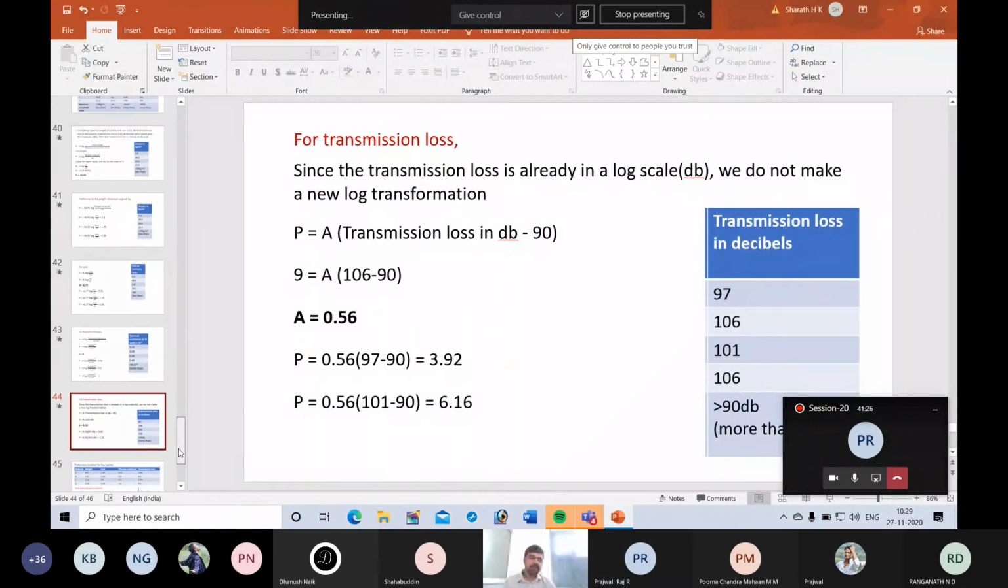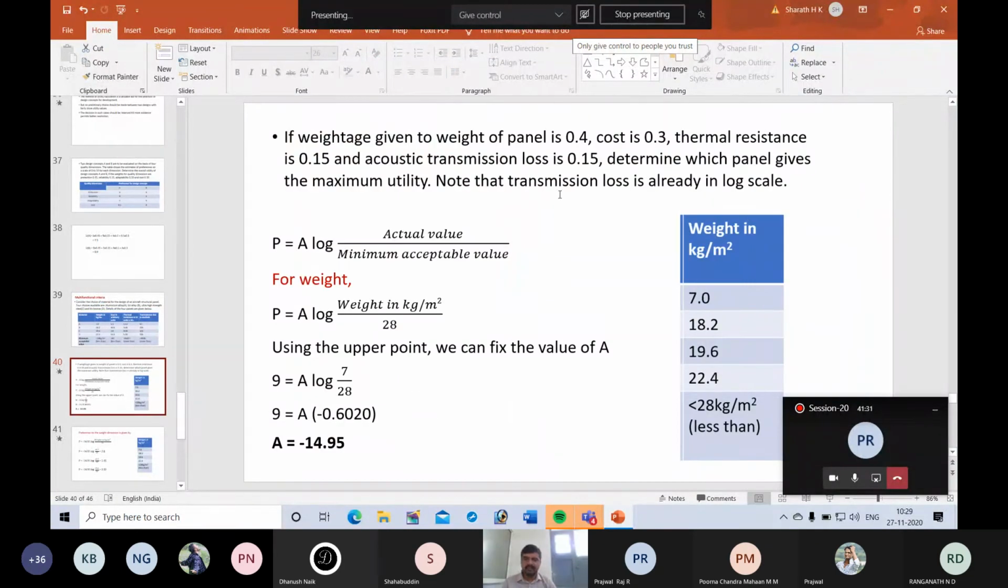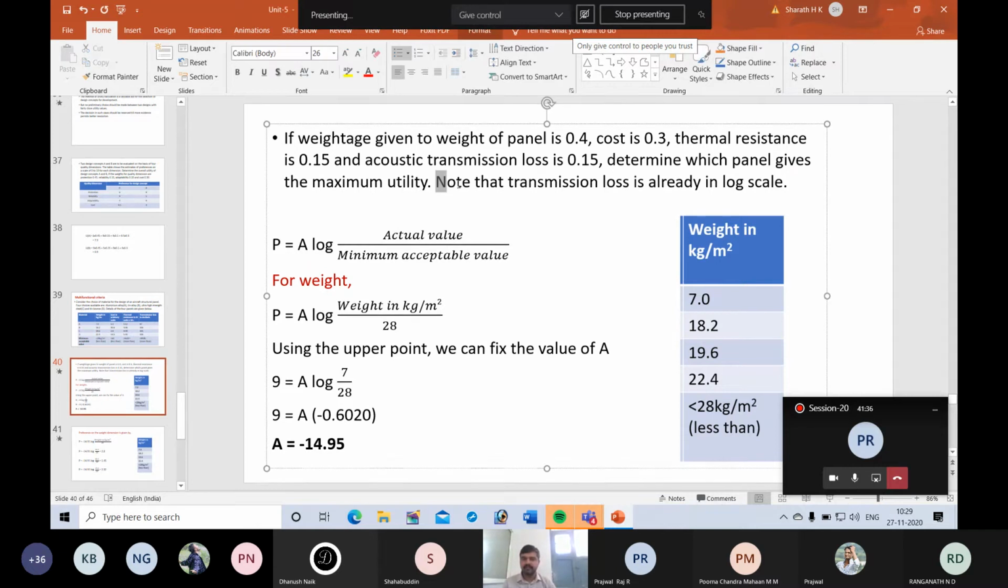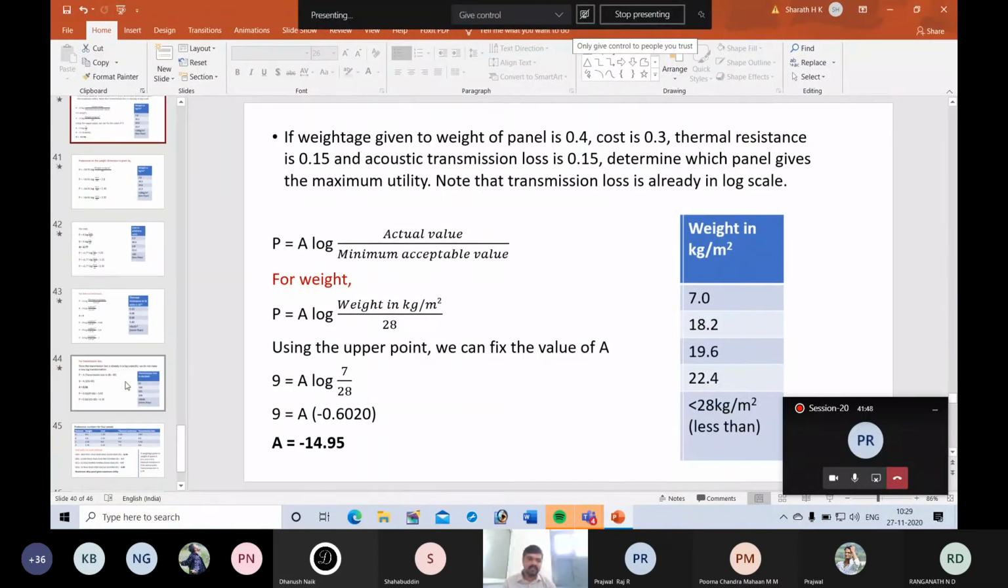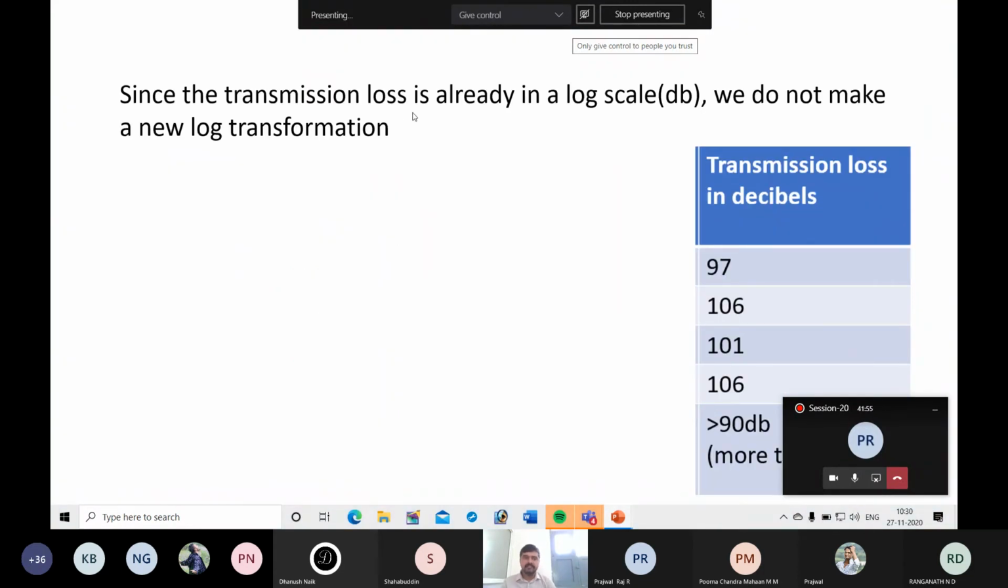If you once again go back to the problem statement, here you can see, note that transmission loss is already in log scale. So this you have to remember and you have to focus on this point. Based on that, there's a slight difference in this procedure. Since the transmission loss is already in a log scale, we do not make a new log transformation.